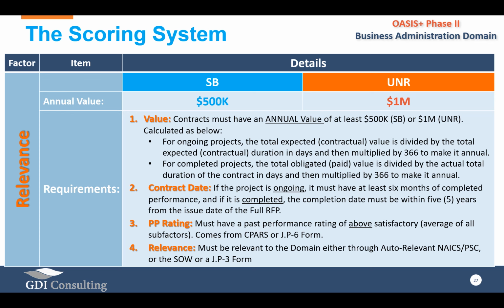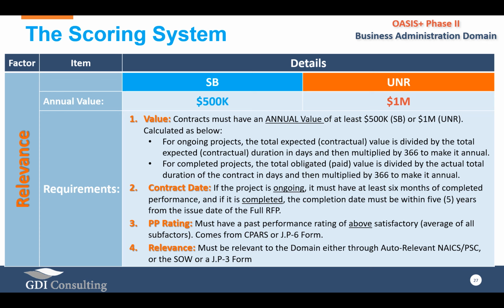Then we have the third requirement, which is the past performance rating. The past performance rating comes from your CPAR, and if you don't have a CPAR document for your contract, you have to get a JP6 form. The past performance rating for that contract must be above satisfactory, and I'm going to discuss this later. In terms of the fourth and last requirement, which is the most important one, is the relevance in terms of the scope of the contract.